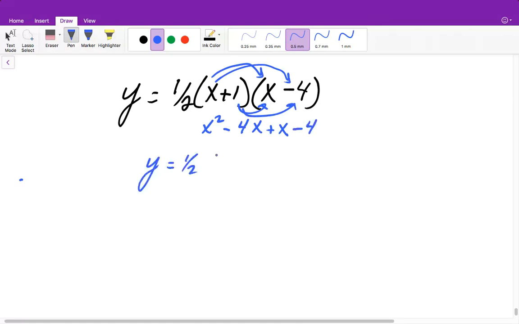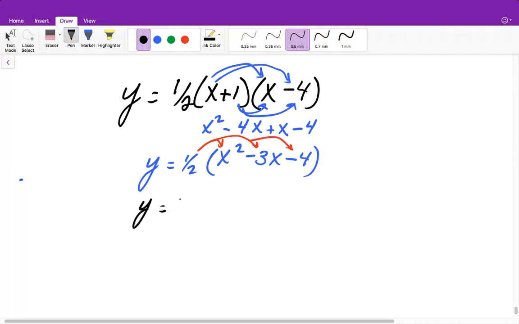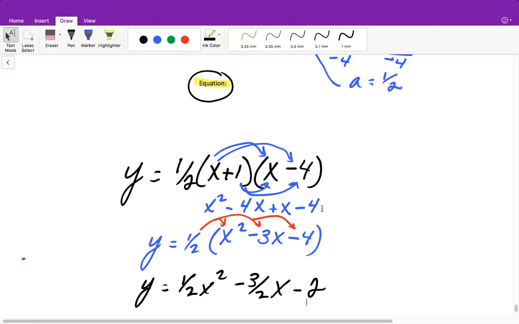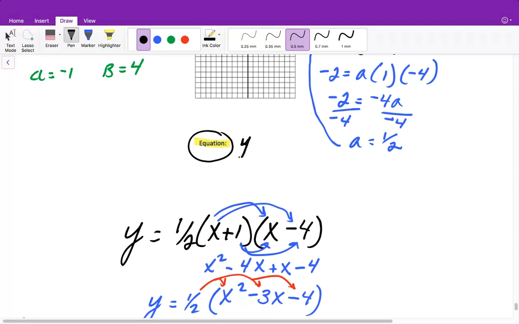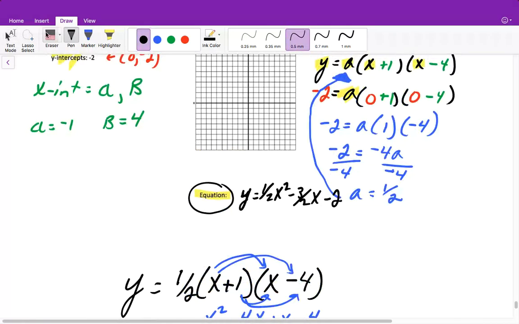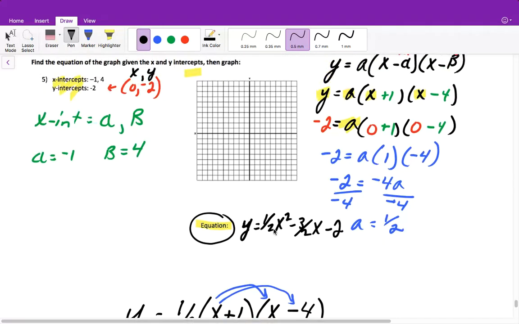So y is equal to 1/2. This will simplify to x squared minus 3x minus 4. Then we will distribute the 1/2 in. So our final equation, y is equal to 1/2 x squared minus 3/2 x minus 2. So that is our final equation. We can easily check our work really quick because we know that our y-intercept is (0, -2). So when we plug in 0 for x, it better give us -2 as our answer. All right, so that is our equation.